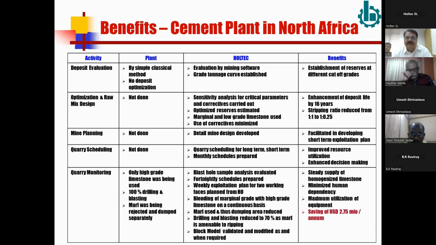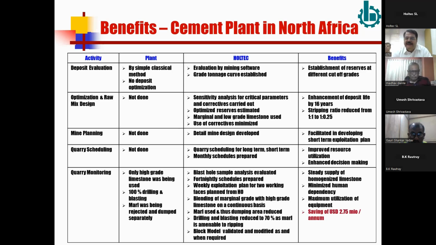Then we carried out optimization and raw mix design. We have carried out sensitivity analysis. The reserves were optimized, and marginal and low-grade limestone was used. The optimization has also led to the minimization of the correctives. The deposit life has been enhanced by 16 years, and the stripping ratio has been reduced from 1:1 to 1:0.25.